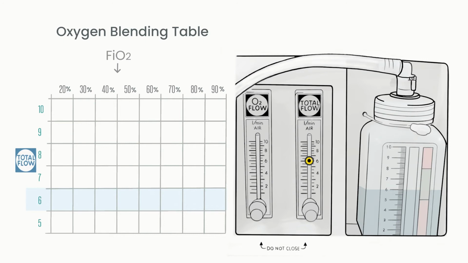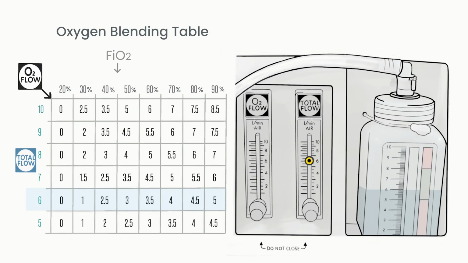The numbers in all the other squares, written in black, tell you how much oxygen is needed to achieve different percentages of FiO2. In other words, they tell you which setting to use for the oxygen flow meter on the CPAP. For example, if your total flow is set to 6 liters per minute and you want to get 50% FiO2, then the chart shows you that you need to set the oxygen flow to 3 liters per minute.